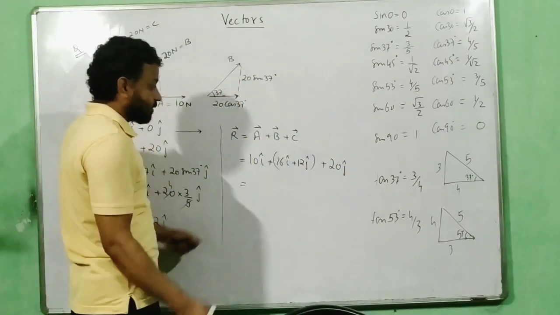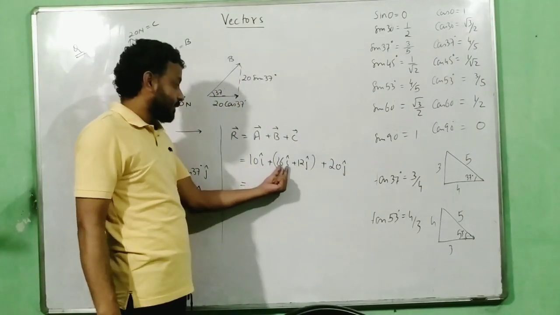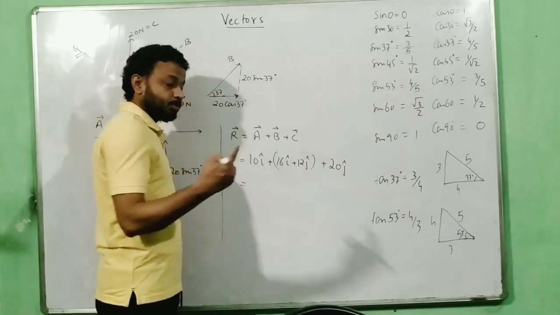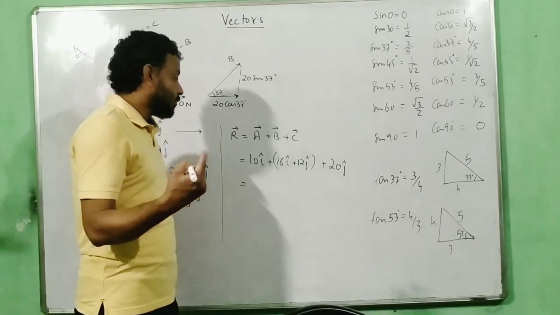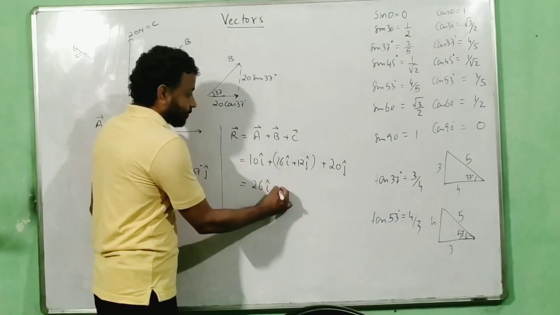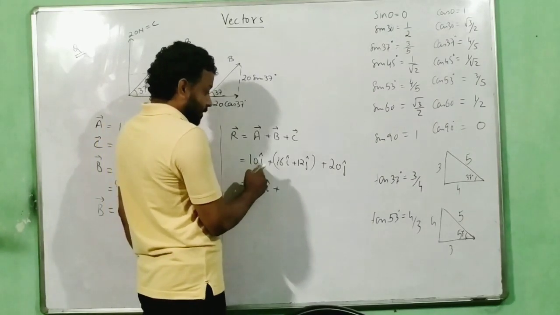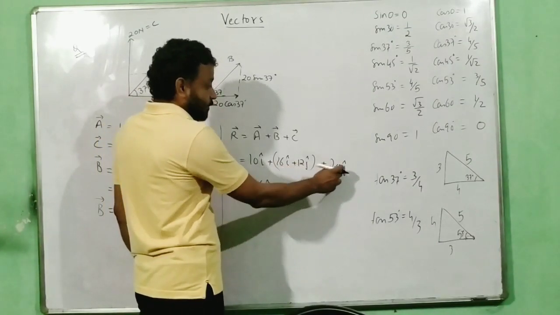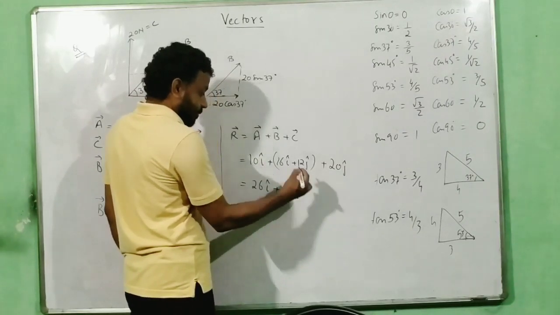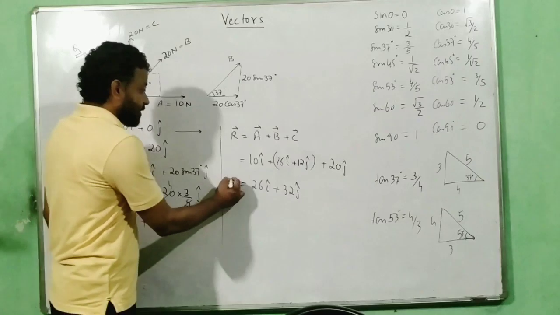And now you start simplifying it. You are only supposed to add the same unit vectors. So 10 and 16 is 26 i cap, plus 12 j cap plus 20 j cap, so that becomes 32 j cap. Okay, so this is my resultant vector.